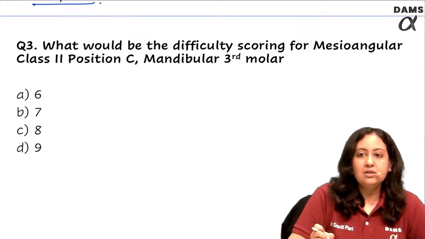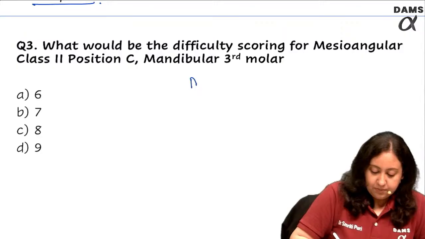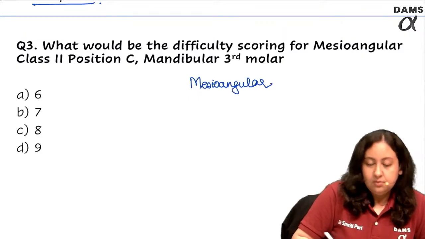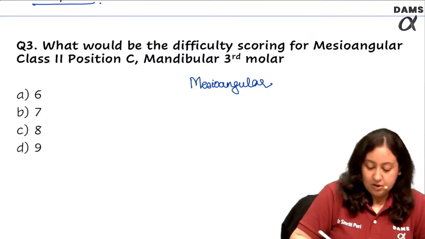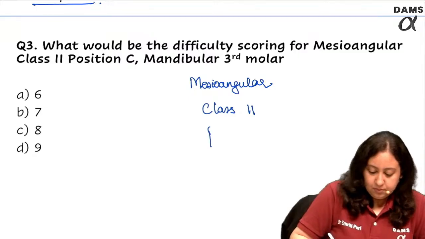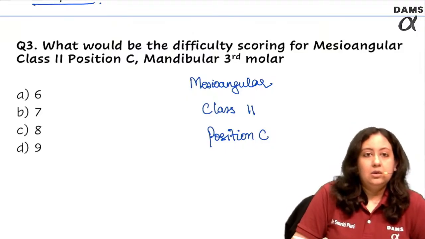Do we have any answers? Okay. So let us see. What is given in the question? Mesioangular, class 2, position C.